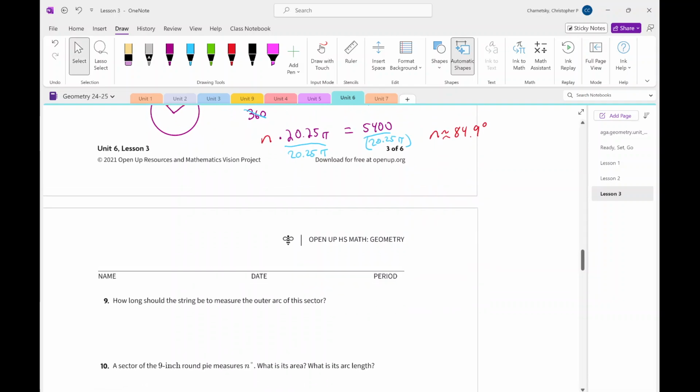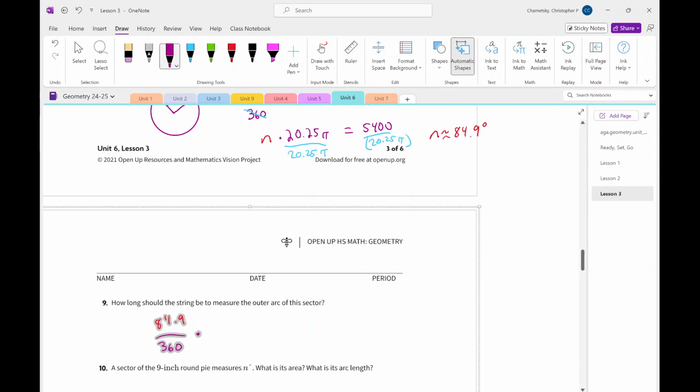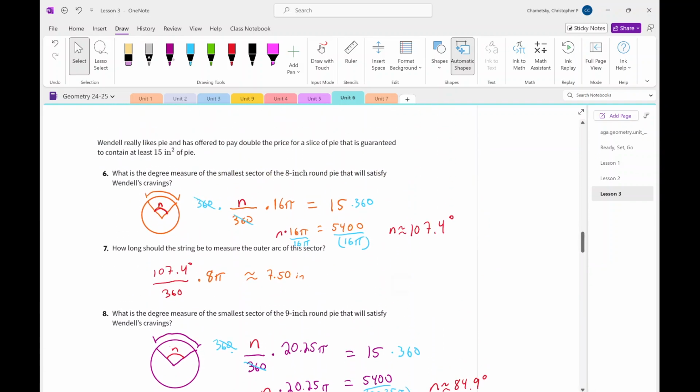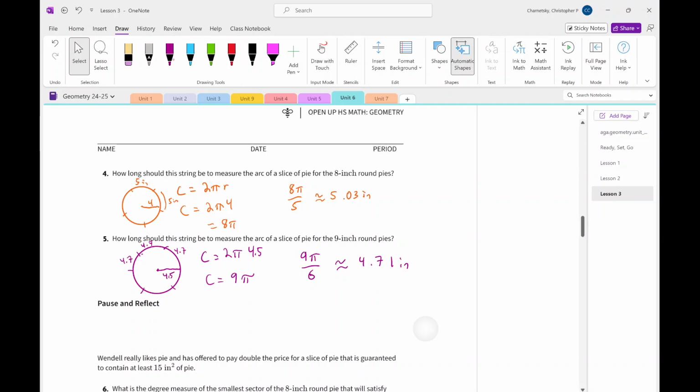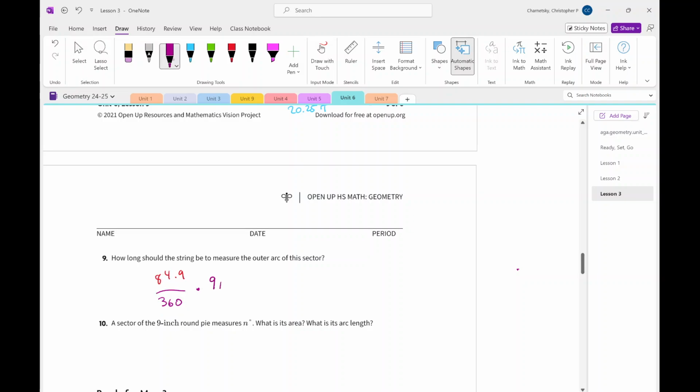Okay, well, we know our angle is 84.9 out of 360. And we're going to multiply that fraction times the circumference, because remember we're dealing with how much around, the fraction of going around, not area. So the circumference of our 9-inch pie is 9 pi. So we're going to take that fraction, multiply times 9 pi, and that should give us that string length.